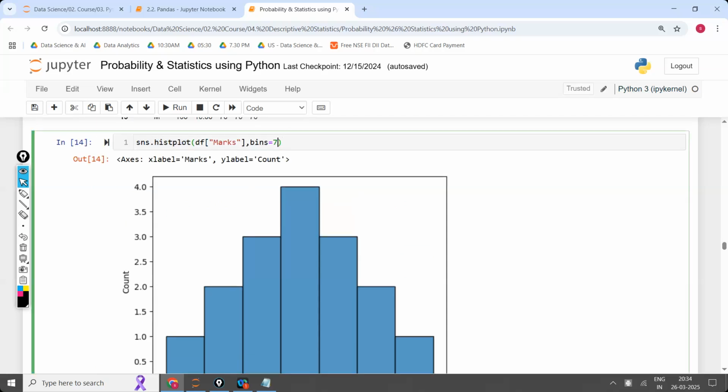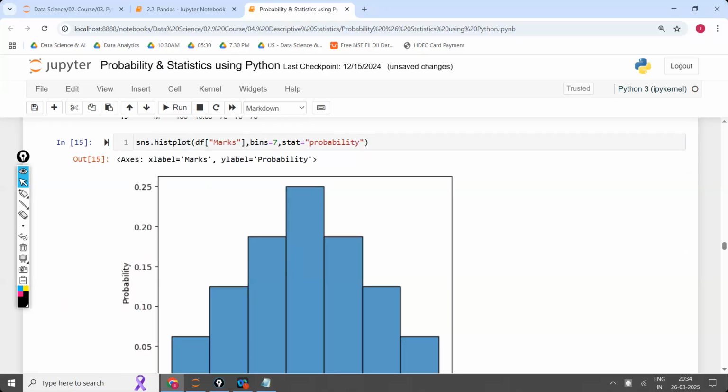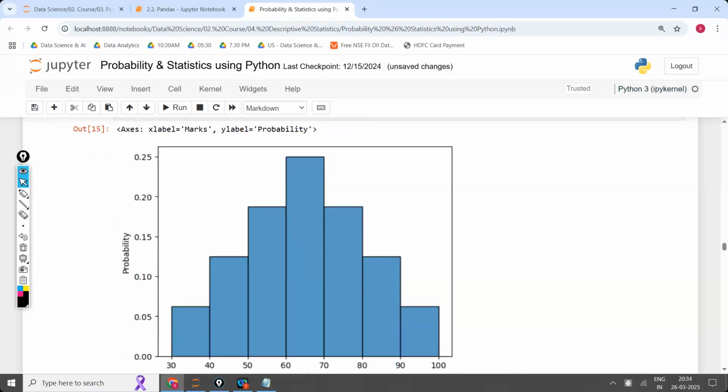Now, here I want the statistic, instead of frequency, I want to calculate the probability. Then what do I have to write? stat is equal to probability. Now, the output you are going to get is called probability distribution. In the same histogram, you can get the frequency distribution, you can get the probability distribution. Both of them are clear? If you are having any questions, please ask.